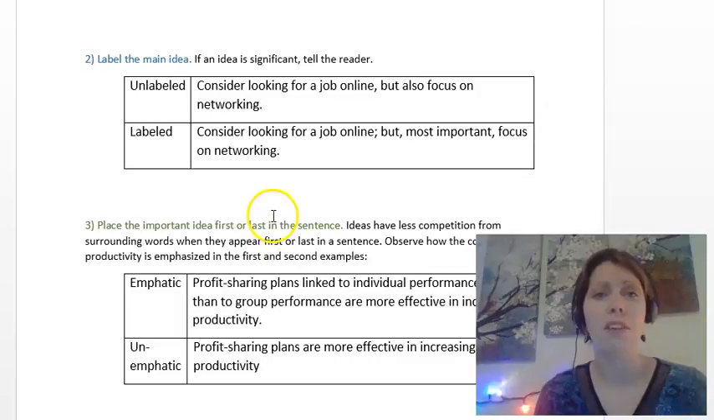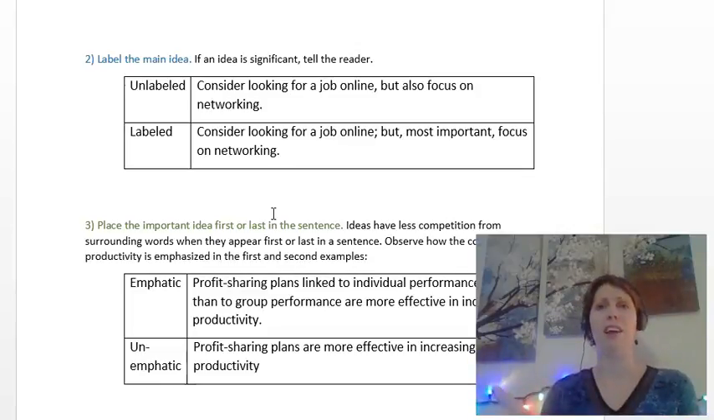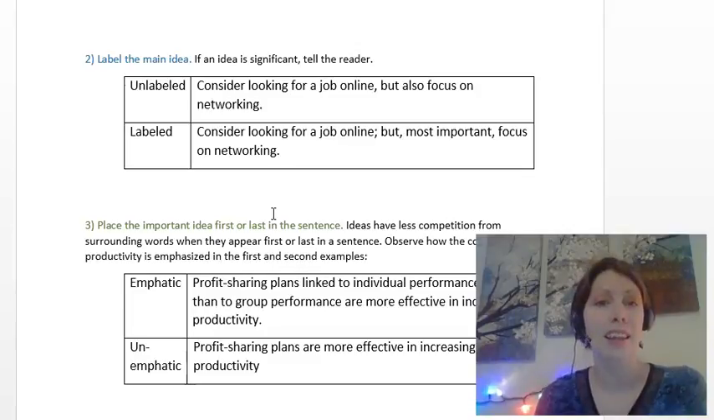Another thing to do is to label the main idea. So if an idea is significant, then tell the reader. You don't always have to underline or put a bunch of exclamation marks. There's other ways to do this. So an unlabeled main idea looks like this. Consider looking for a job online, but also focus on networking. Well, if you think networking is important, then tell your reader that.